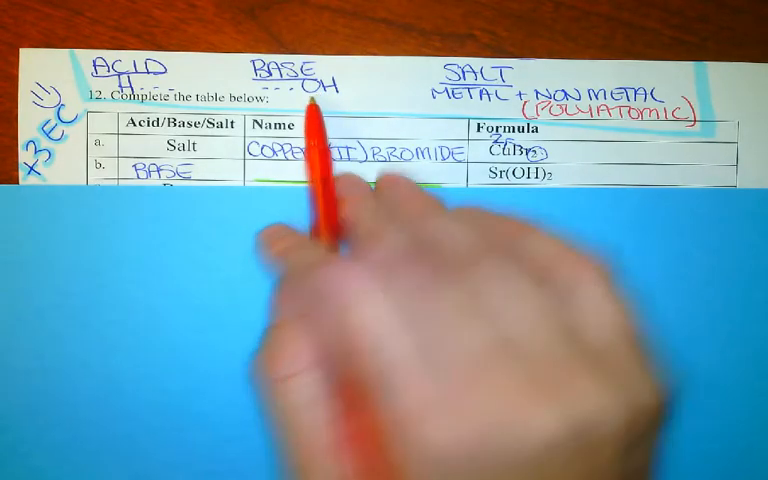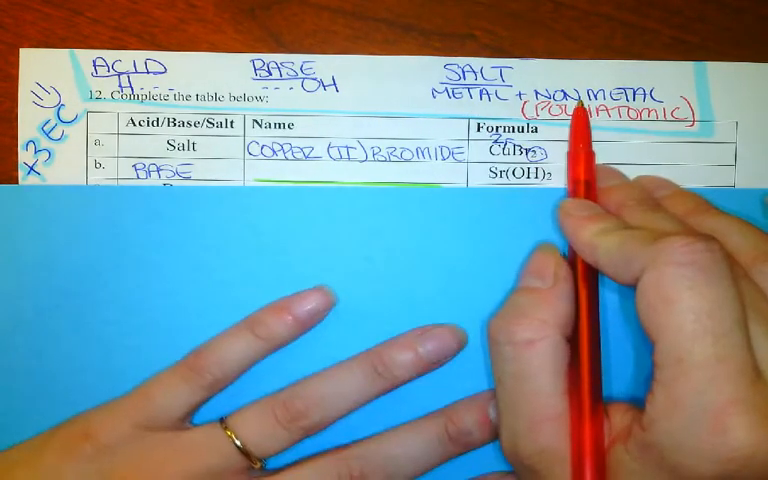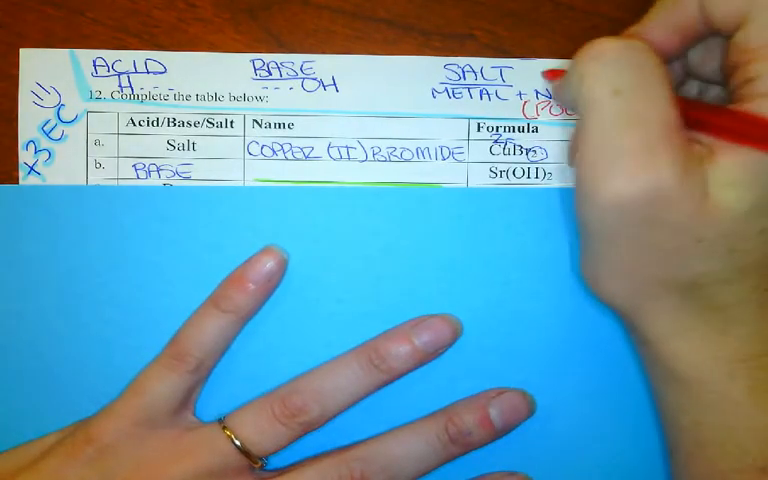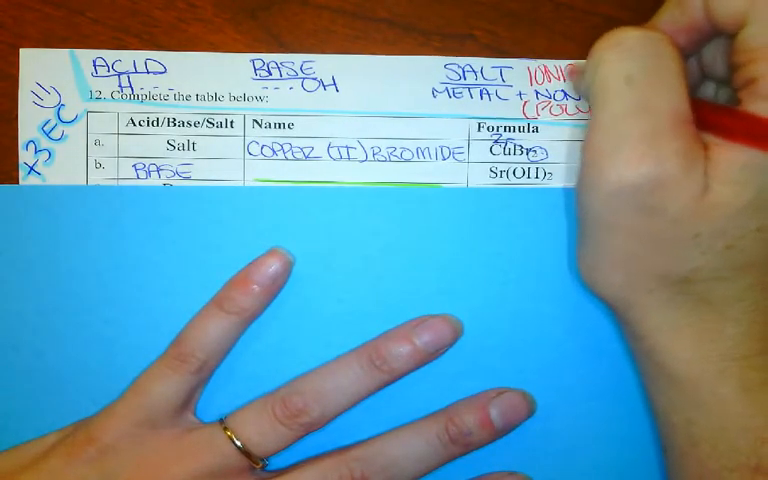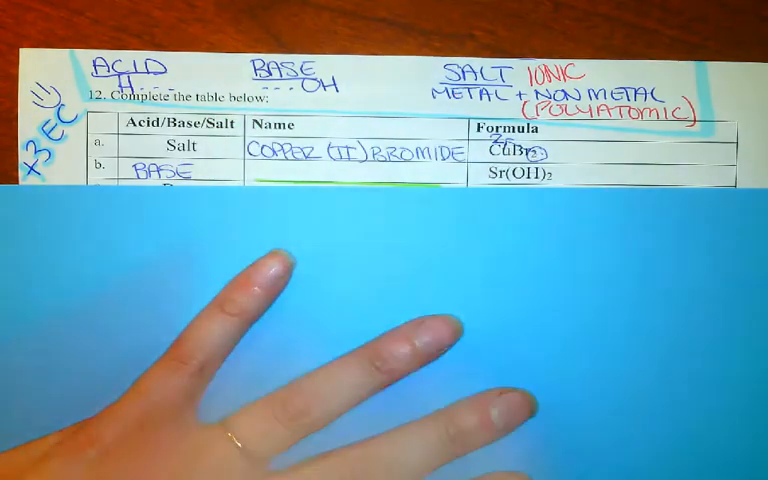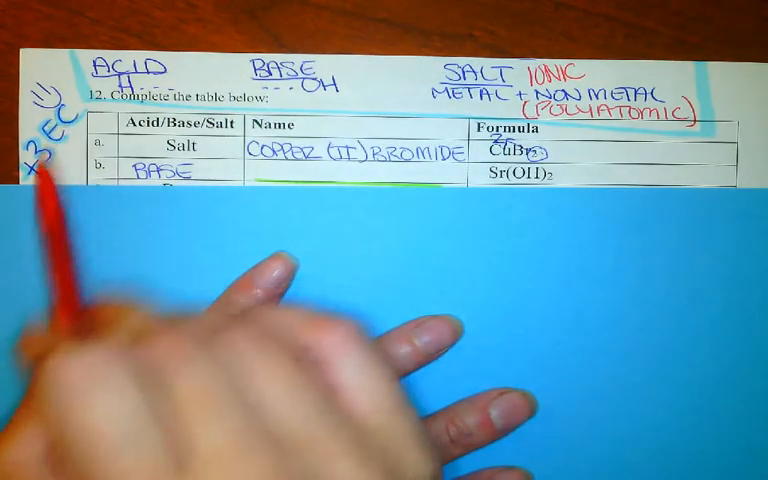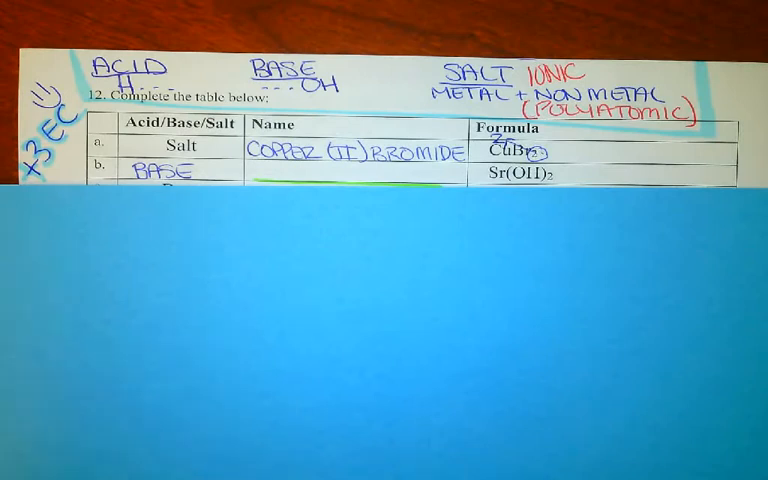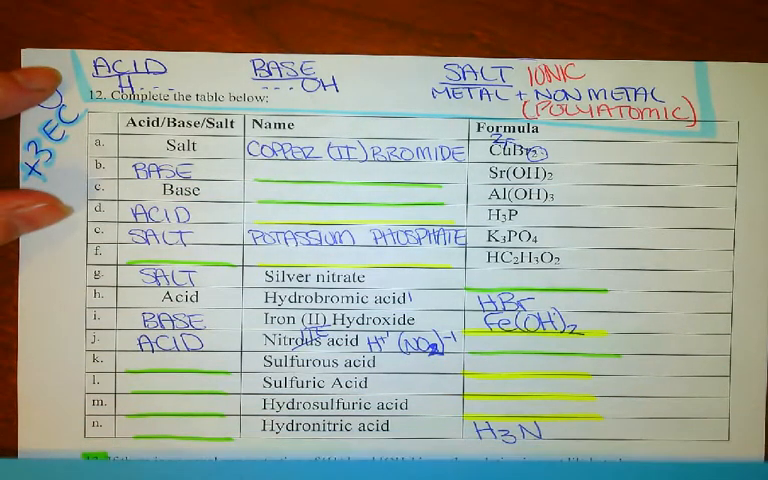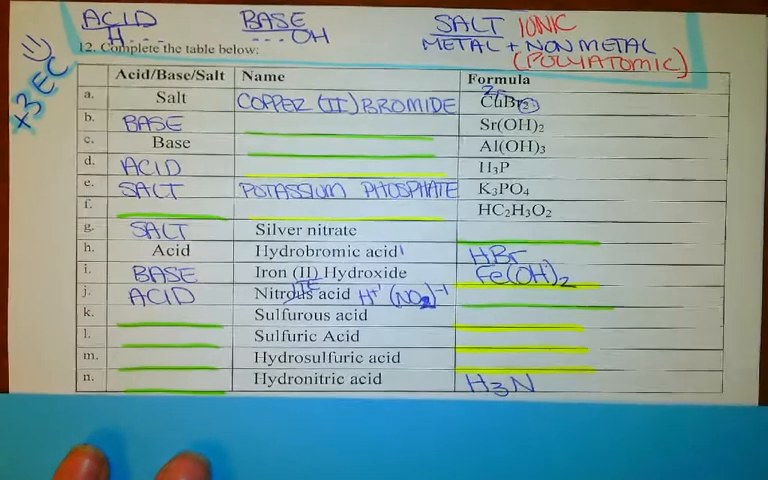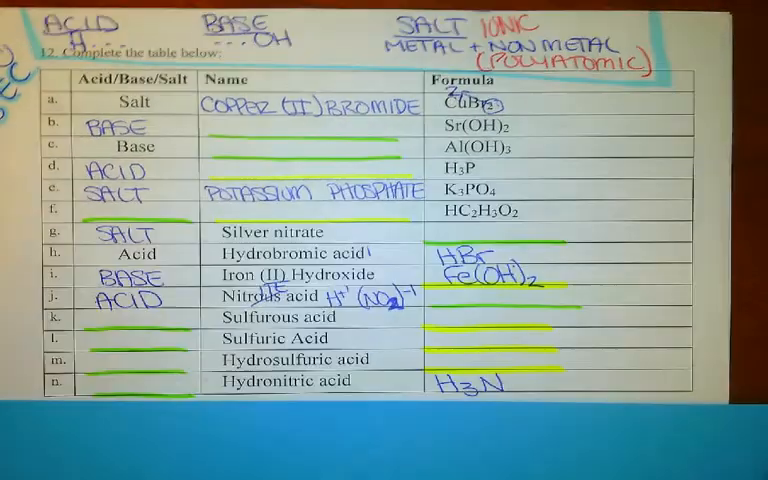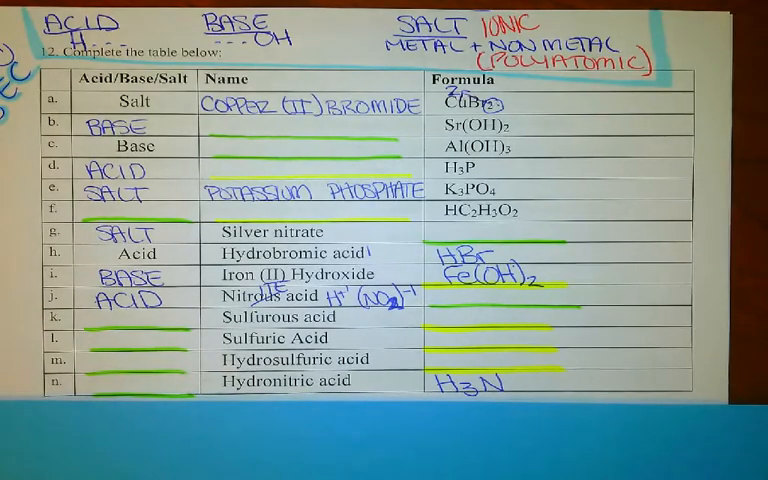You would know that something is a salt if it's a metal plus a nonmetal, or a metal plus a polyatomic. That means it's an ionic compound. And all 3 of these are considered electrolytes. So go ahead and write 3 extra credit points if you copy all that down. Using those rules, that's how you're going to complete the table, telling if it's an acid, base, or salt. I've already done some of it for you. You can check your answers.